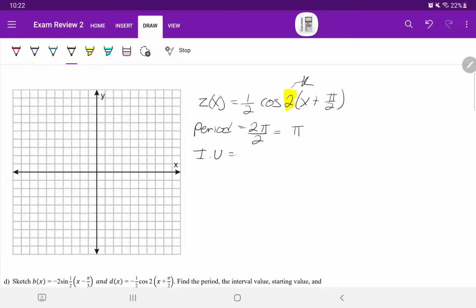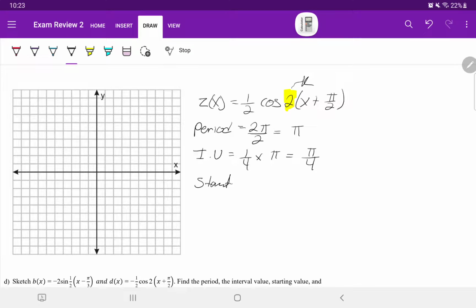Now we're going to find the interval value, which is 1/4 times the period. So 1/4 times pi. And that equals pi over 4. So every grid value will have a distance away from each other of pi over 4 units.